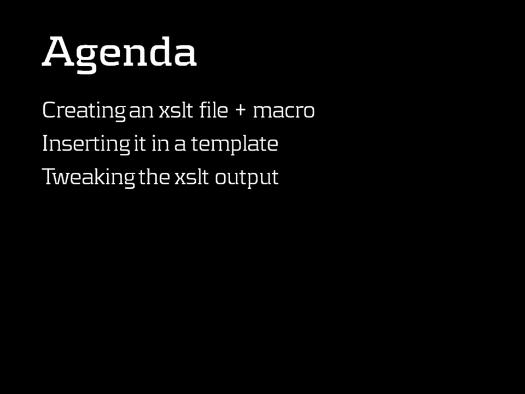So, the agenda for this session is we'll create an xslt file associated with a macro, and we'll use a built-in xslt template in Umbraco. We'll then take this xslt and insert it into a HTML template, which is a normal page template. And then finally we will tweak the xslt output and talk a bit more about using xslt templates in Umbraco.